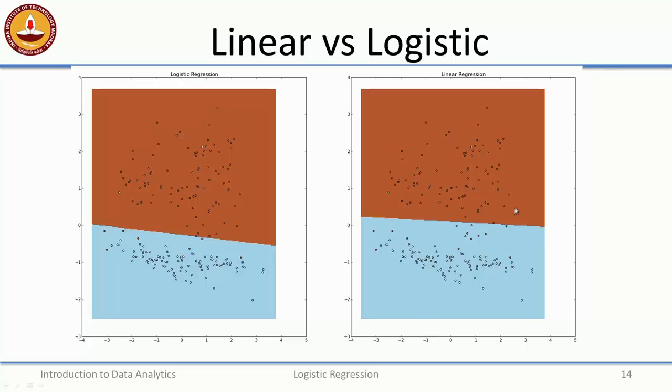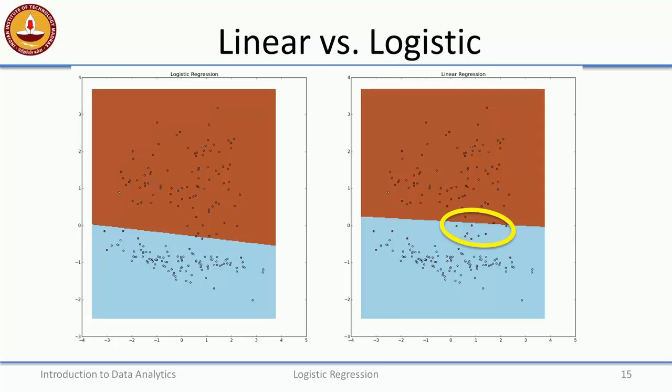So, here is a 2 class problem. The data points are either in blue or in red, and the shading in the region indicates the class label that would be predicted by the classifier in those regions. On the right hand side you have the prediction made by fitting a linear regression to the indicator variable. On the left hand side, you have the output given by logistic regression.